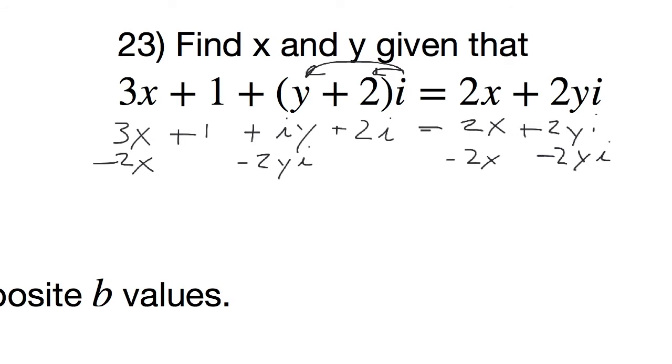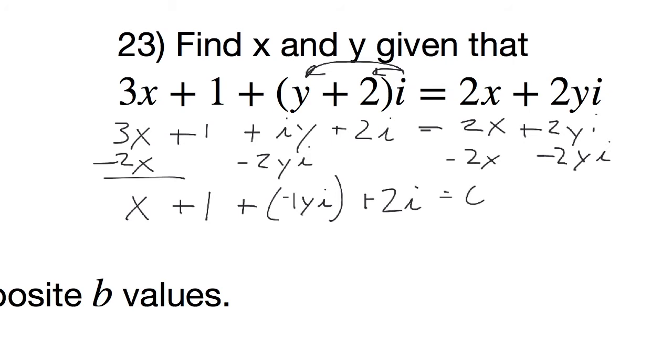And so then what I get is 1x plus 1 plus negative 1 yi plus 2i is equal to 0. If that's all going to be true, then you can separate it out into the real components and the imaginary components. If all this has got to cancel, then the real part we can actually separate into its own equation. We could say that x plus 1 should equal 0. And then the imaginary part should also equal 0.